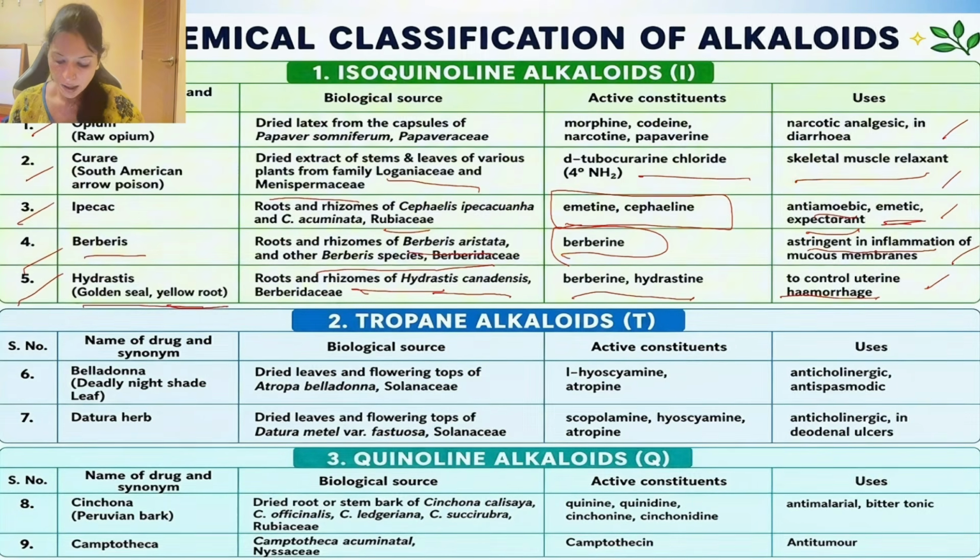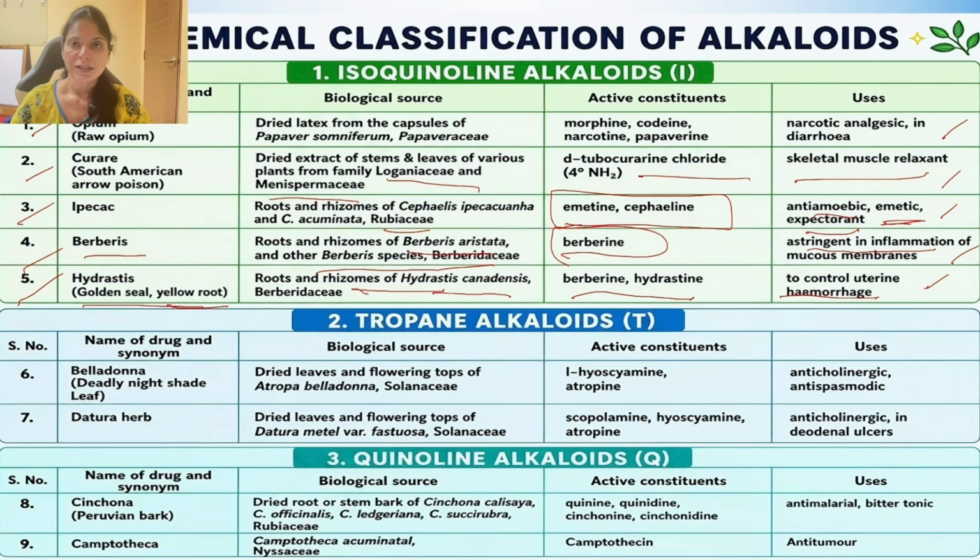So tropane alkaloids, these are obtained from tropane amino acid. And here the two major examples are belladonna and datura. Belladonna is also the most repeated one, because the other name is very important, that is deadly nightshade leaf. This is the very important and most repeated question when you take our PYQs of your GPAT or PGECET or any other Manipal and BITS also.